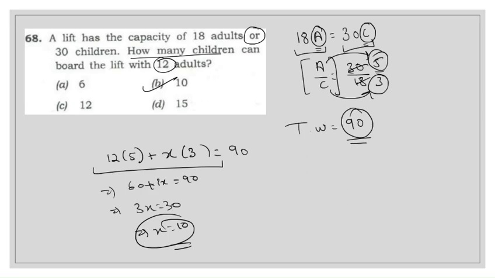Now 12 5s will be 60, so it will be 60 plus 3x is equal to 90. This implies 3x is equal to 30, and this implies that x is equal to 30 upon 3, which will be equal to 10. So the answer for this question will be equal to 10. We have discussed this question previously as well in one of the videos of number system only.